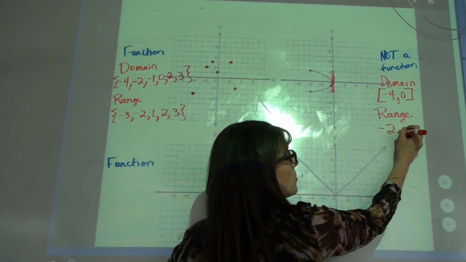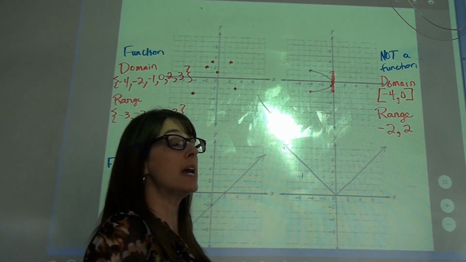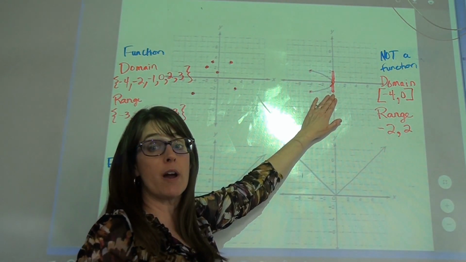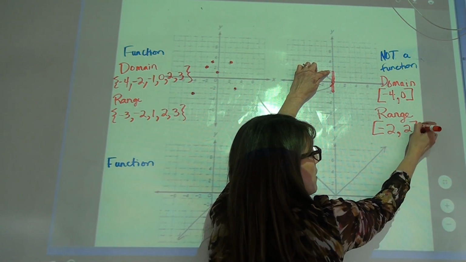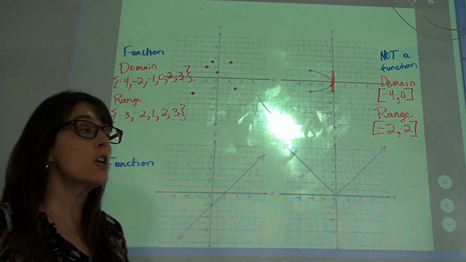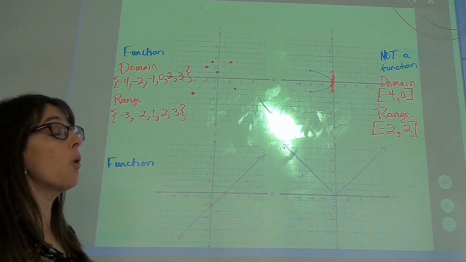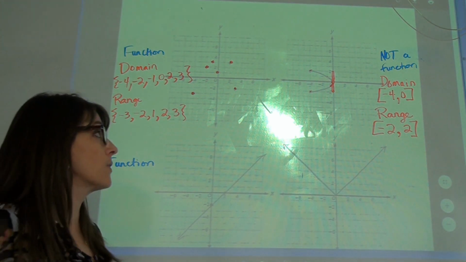So from a -2 all the way up to a positive 2, and yet again, is that -2 a part of the graph? Yes. So it gets a bracket. Is that positive 2 a part of the graph? Yes. So it gets a bracket. So this interval notation makes it a whole lot easier to identify your domain and range.